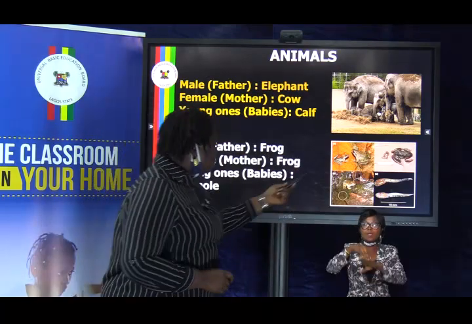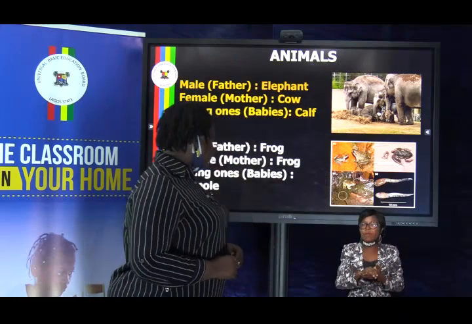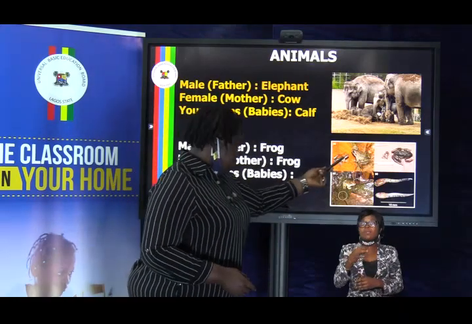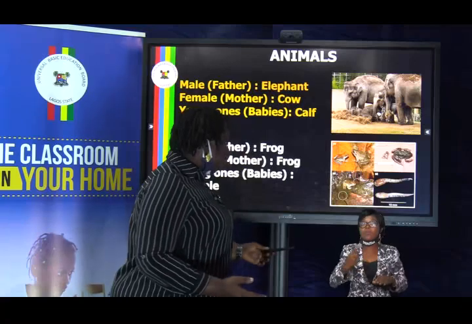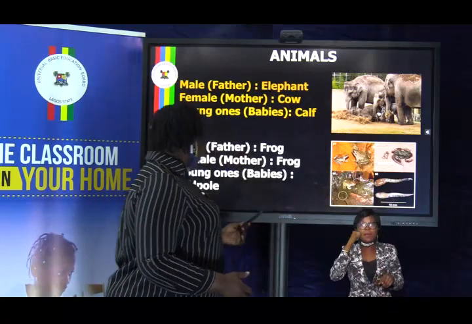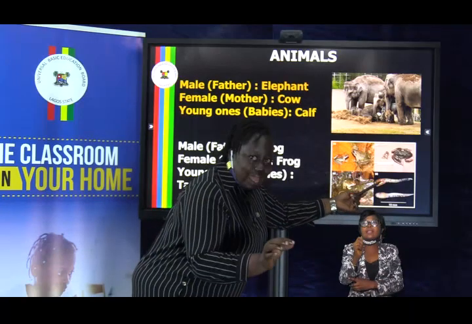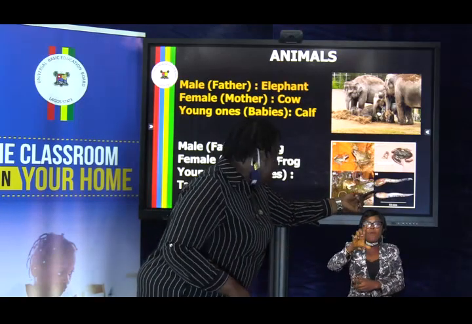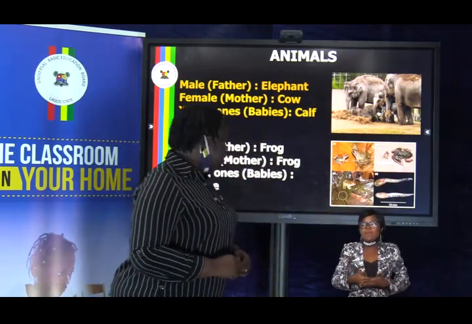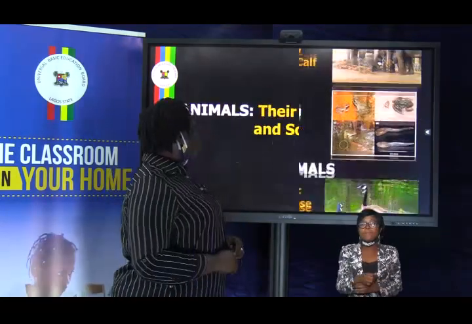Then look at this one, a frog. Yes. The male is called the frog. The female too is called the frog. While the young one is called the tadpole. You can see this one that looks like a catfish. Yeah, that is the baby frog. It is called a tadpole.